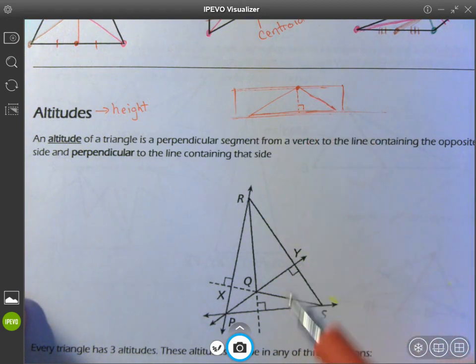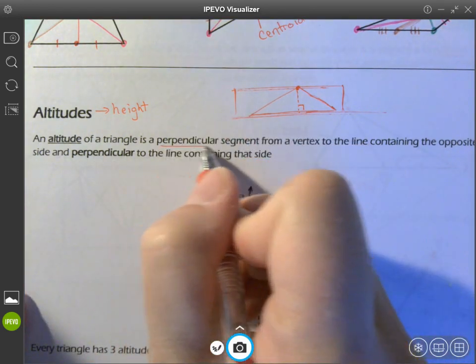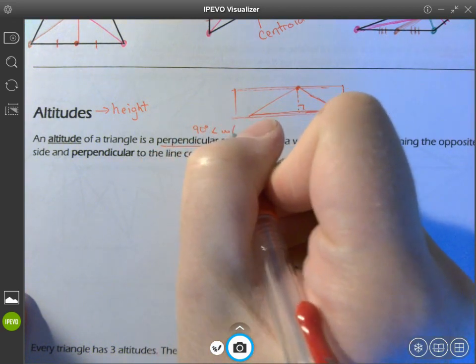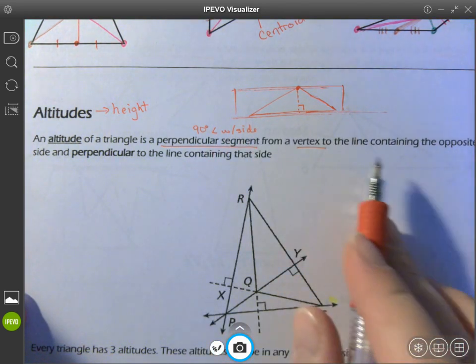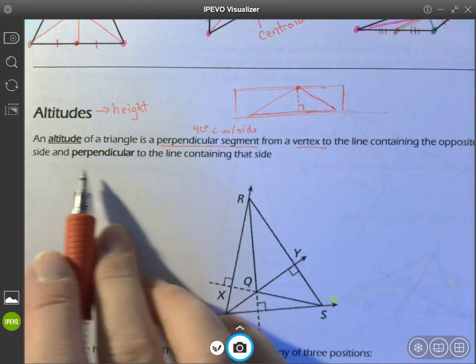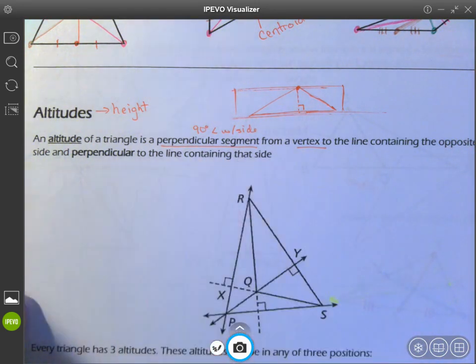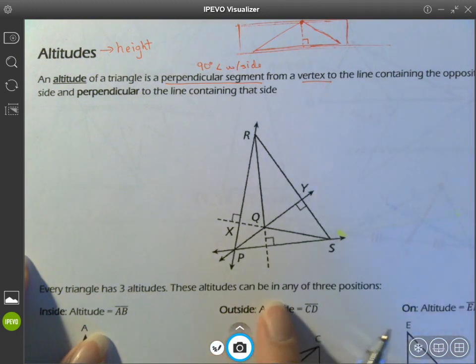And sometimes the altitude can be a little tricky in triangles, and we're going to see that. So an altitude of a triangle is a perpendicular segment, meaning a 90-degree angle with the side. It goes from a vertex to the line containing the opposite side and perpendicular to the opposite side. So basically, it's going to be from the vertex to make a 90-degree angle with the opposite side. So let's take a look. Every triangle has three altitudes also. Altitudes can be in any of three positions, so we'll talk about that.